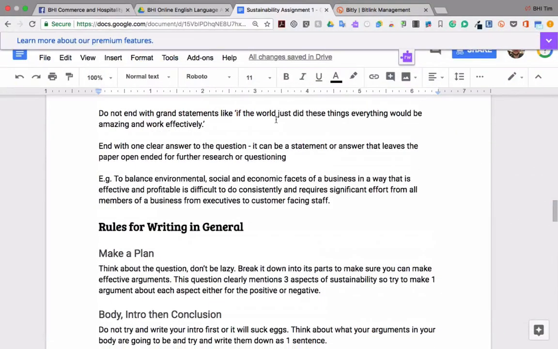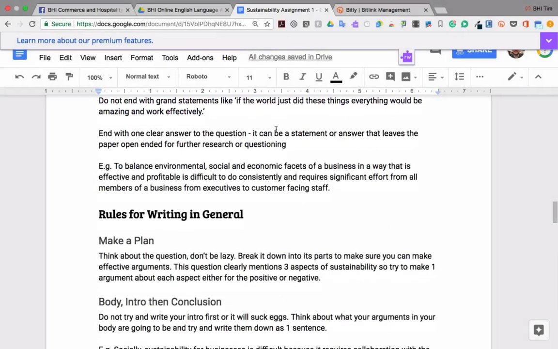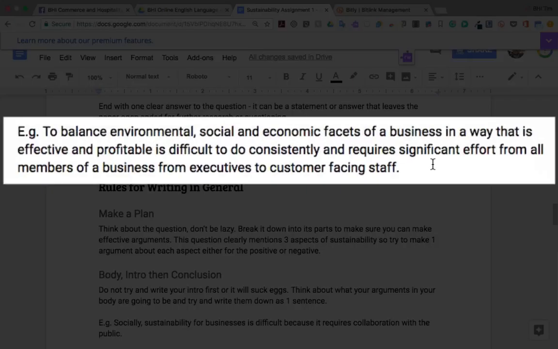And don't end with grand statements. So, if the world just did things sustainably, everything would be amazing and work effectively. Well, that doesn't mean anything in relation to the question. It doesn't mean anything in relation to your research, and it's not really realistic, and it's not academically appropriate to do that. End with one clear answer to the question that's directly related to the question. So the example I gave here is to balance environmental, social and economical facets of a business in a way that is effective and profitable is difficult to do consistently.